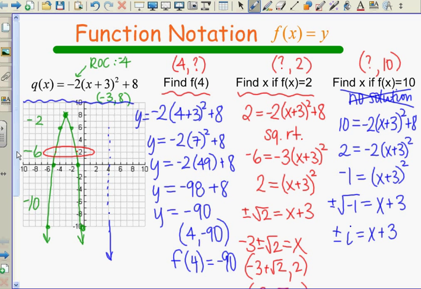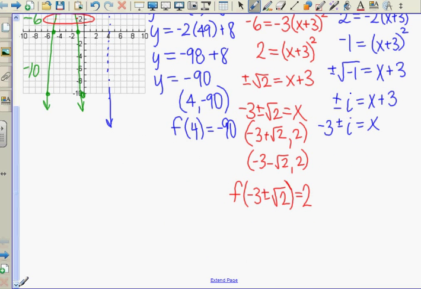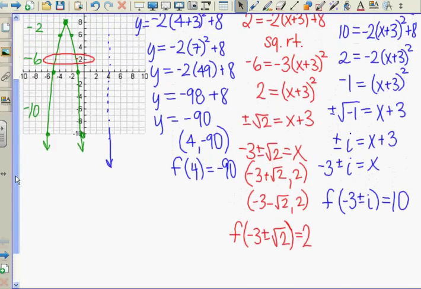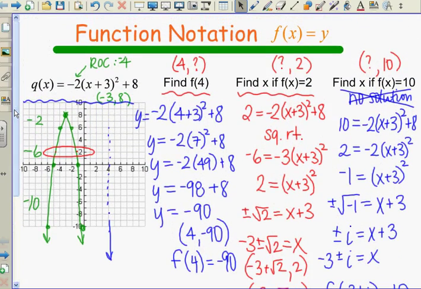Last step would be to subtract the 3 over, so we have negative 3 plus or minus i equals x, right? And we could write that in function notation also, that f of x is negative 3 plus or minus i. When we plug that in, we should get out 10, right? And I know that feels weird, but for real, if we plug that back into the equation for x and square it all out, the i's would go away and we'd be left with just plain 10.